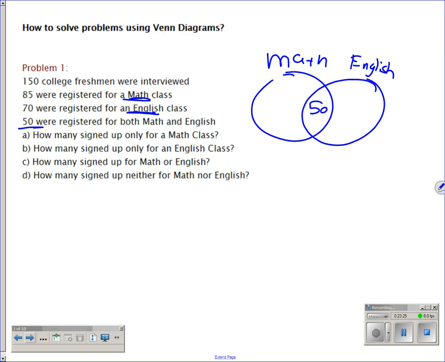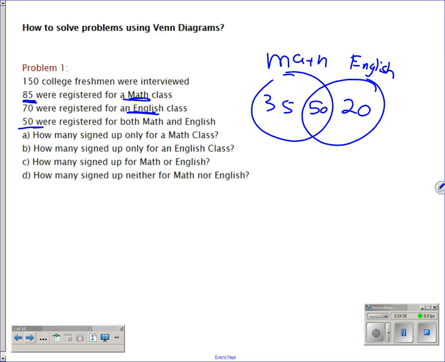So, let's look at just math. How many students took only math? How do I figure that out? Yeah, 85. When it says 85 took math, that means there's 85 total in the math circle, and 50 of them already took English. So the difference between that is 35. Okay? So don't put 85 there. 35. Same thing with English. 70 took English, 50 of them took math, so only 20 of them took only English.